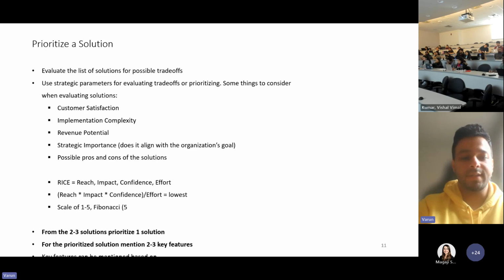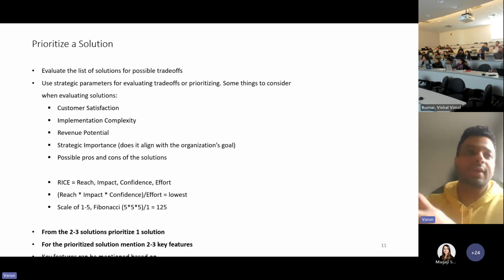It's as simple as, let's say, your reach is 5, your impact is 5, your confidence is 5. I think this is better. And let's say your effort is maybe 1, right? Then this will give you a score of 125. If your effort is, let's say, 5, this will give you a score of 25. Then you go for the feature or solution which has a score of 125. That's how this would work in practice.